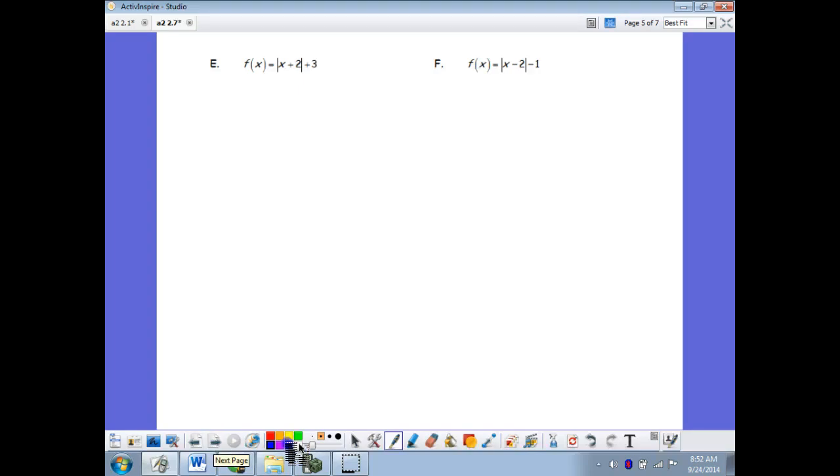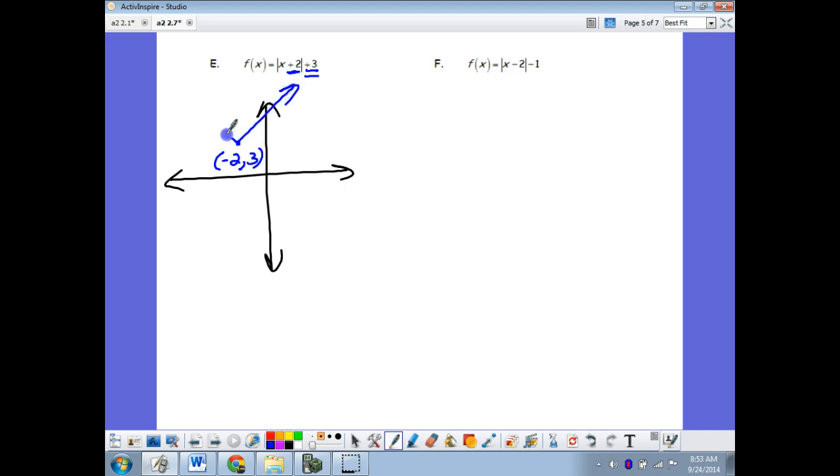In this first one, since we are adding 2, we have plus 2 inside, that tells us we're going to move it 2 units to the left. And we're adding 3 units on the outside, so that tells us we're moving 3 units up. So 2 units to the left, 3 units up. So the vertex gets moved 2 units to the left, and then 3 units up. So that point is -2, 3. That is the vertex. And it's a V shape that opens up.